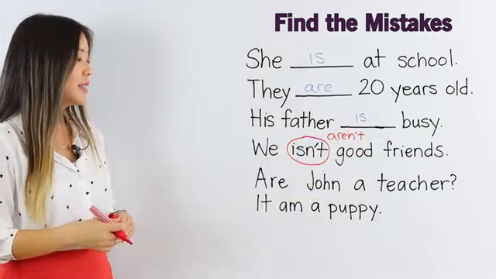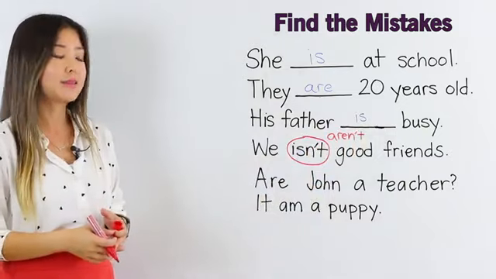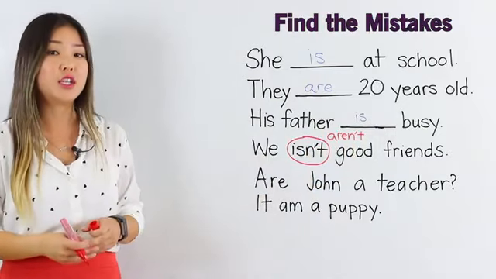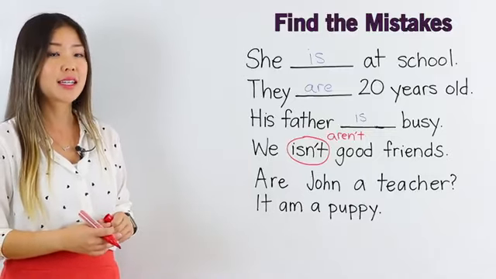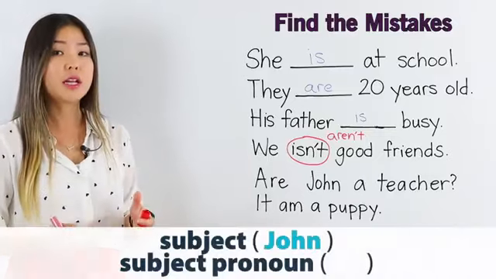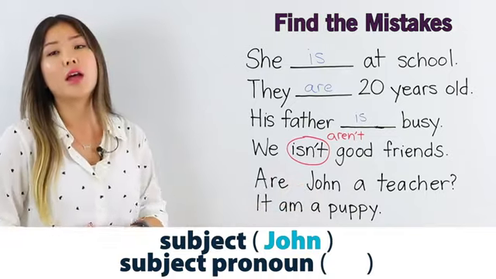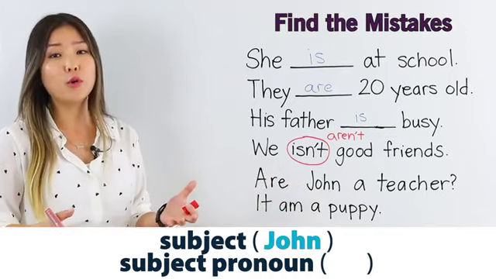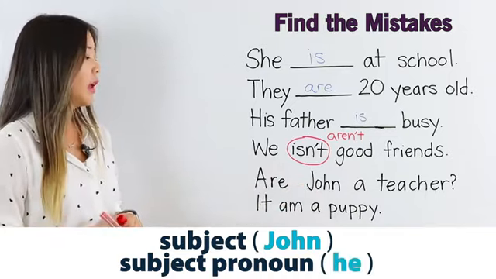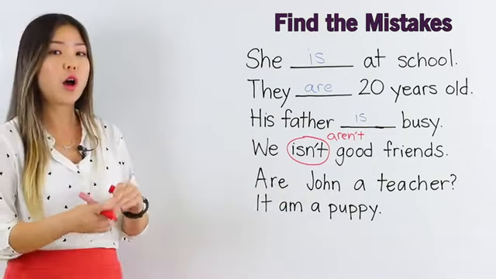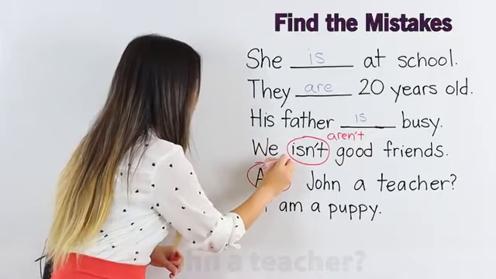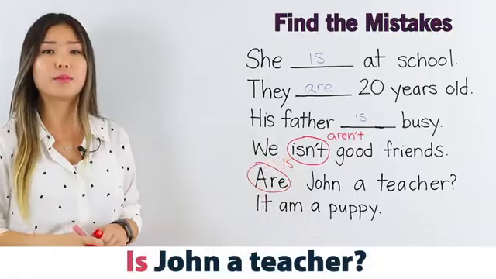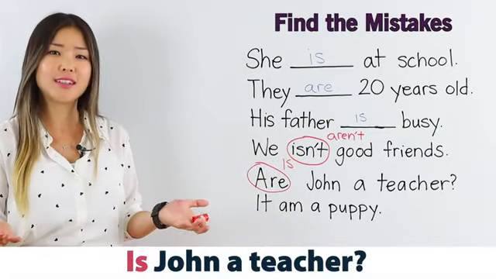The next sentence, can you find the mistake? Are John a teacher? Think about the subject of this sentence. The subject is John. And John, the subject pronoun, is he. Therefore, we don't use are, we use is. Is John a teacher?